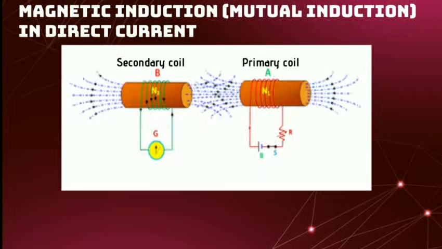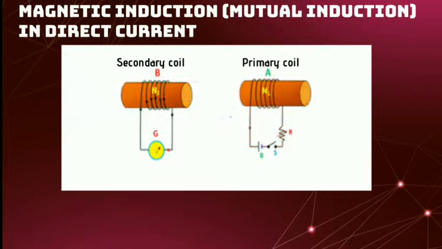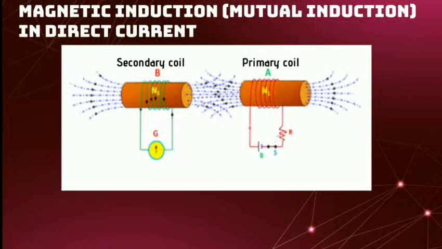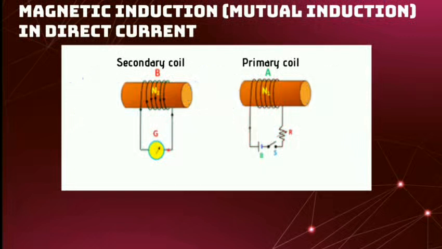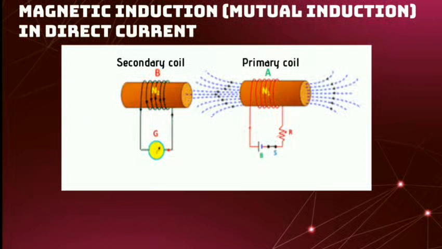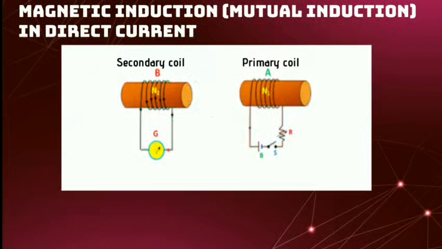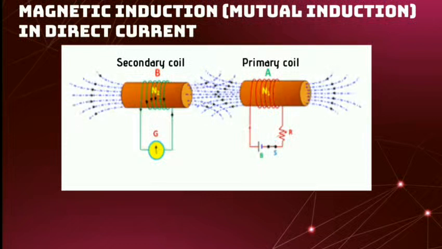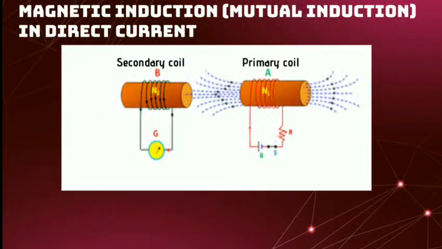Now connect coil 1, that is the primary coil as shown in the figure, to a battery and a plug key, and the second coil with the galvanometer as shown in the figure. Plug in the key and observe the galvanometer reading in the setup that is done.